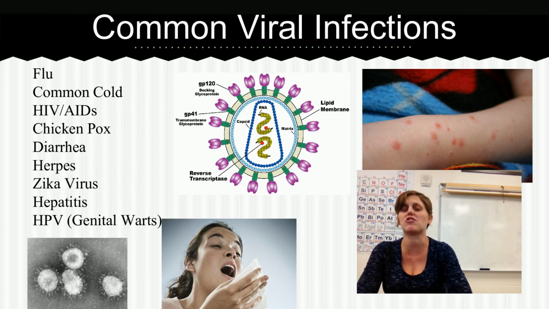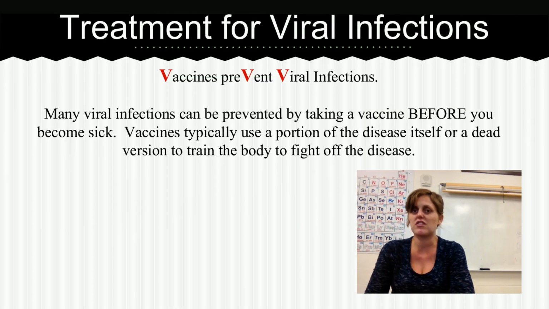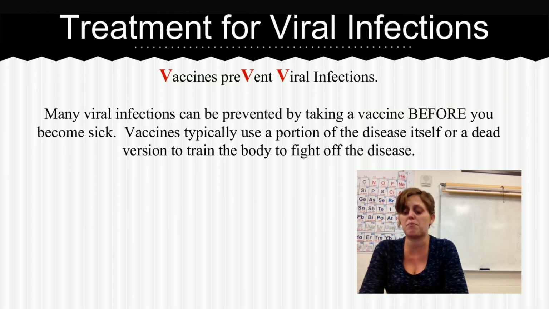Common viral infections are going to be the flu, common cold, HIV, AIDS, chickenpox, diarrhea, herpes, the new Zika virus, hepatitis, and HPV. Viral infections are different from bacterial infections because they cannot be treated by an antibiotic in general. However, viral infections can be prevented by the use of vaccines. You actually take a vaccine before you get sick in order for it to be effective. So many viral infections can be prevented by taking a vaccine before you're sick.